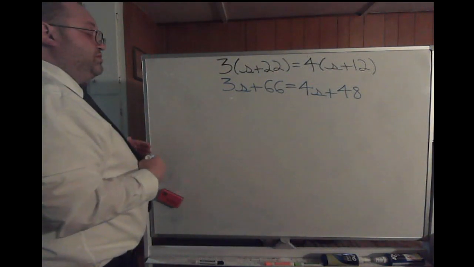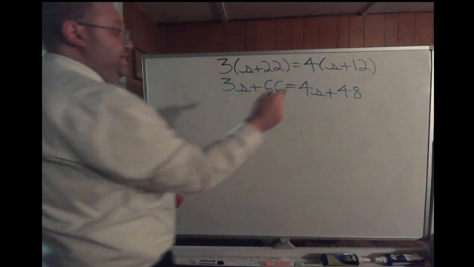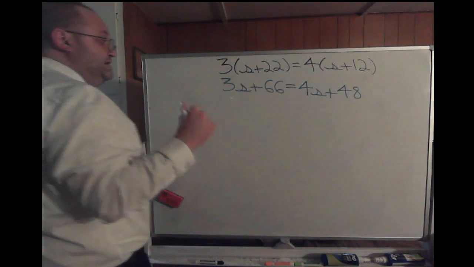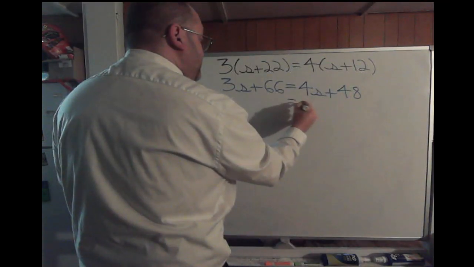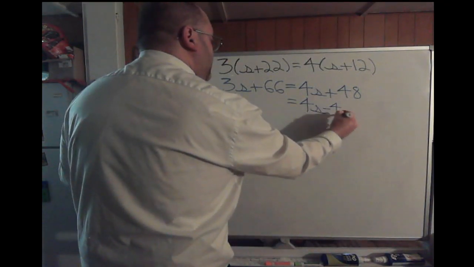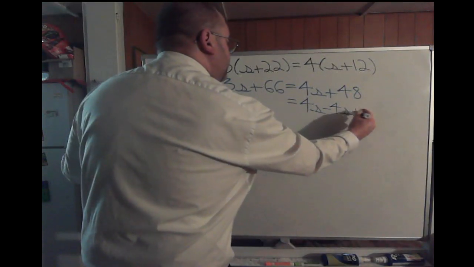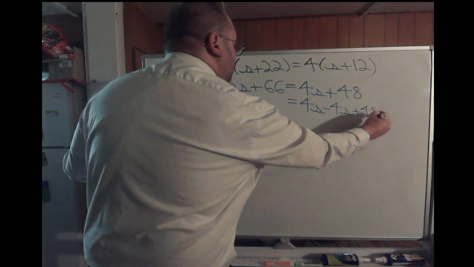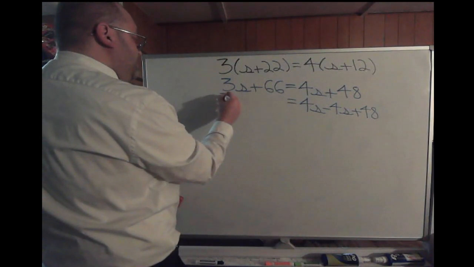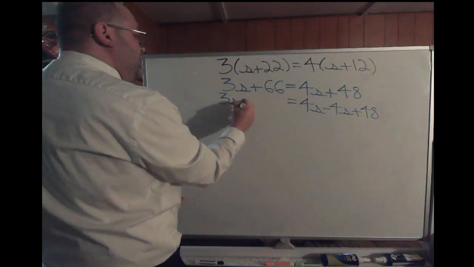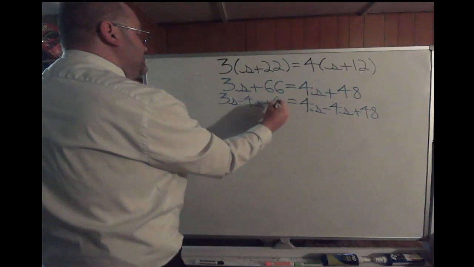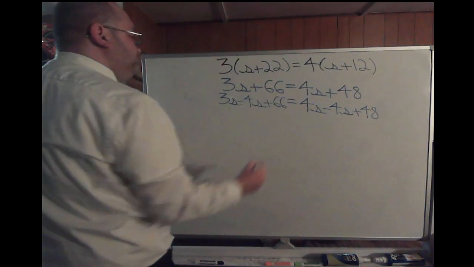Of course, in true fashion, what we need to do is get the variable off the right-hand side, make it only on the left. You have a positive 4S on the right side. That means you need to subtract 4S. So you have 4S minus 4S plus that 48 that's hanging out there. But you've done it to the right side, you got to go ahead and do it to the left. So you'll have 3S minus 4S plus that 66 that's hanging out.